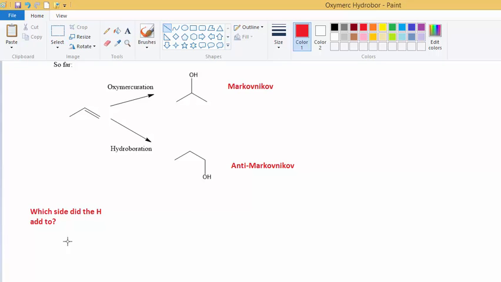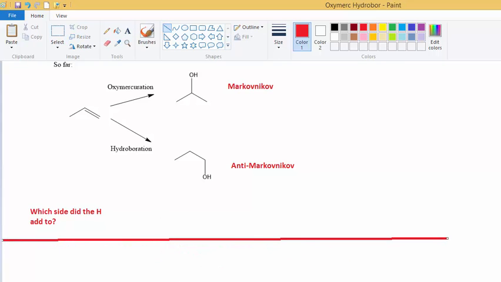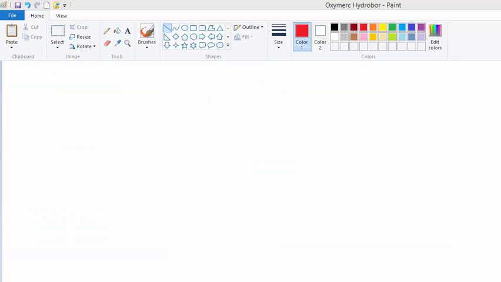Okay, so at this point, I'm going to do the oxymercuration and hydroboration of alkynes. If your lecture hasn't covered alkynes yet, you should stop here. But if you have, let's go on and look at those two. So the next reaction we want to look at is the transformation of a terminal alkyne to a ketone.